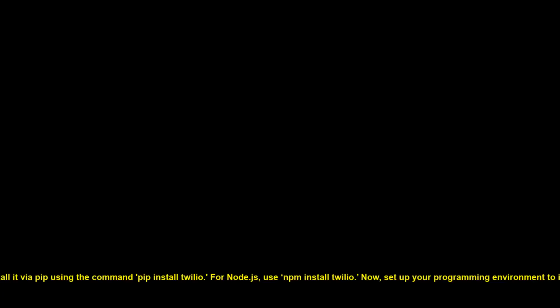After securing your Twilio number, move on to your application environment. Install the Twilio helper library for your programming language of choice. For Python, you can install it via pip using the command pip install twilio. For Node.js, use npm install.